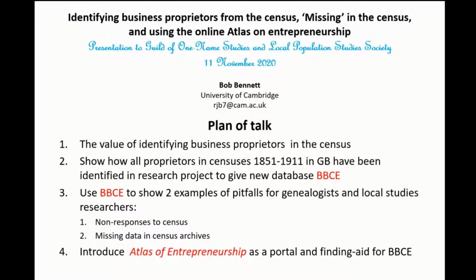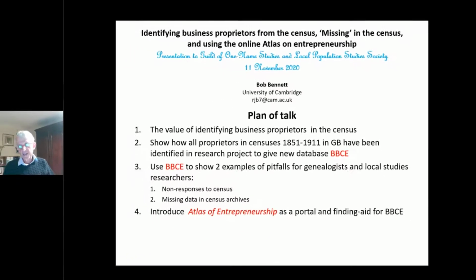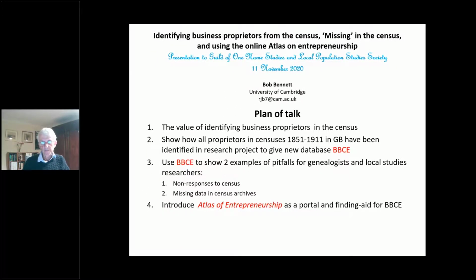Finally, I'll whiz through fairly quickly the Atlas of Entrepreneurship, which is an online portal and finding aid to the data in the database of the BBCE. So that's what I plan to do. Hopefully it'll all work okay.